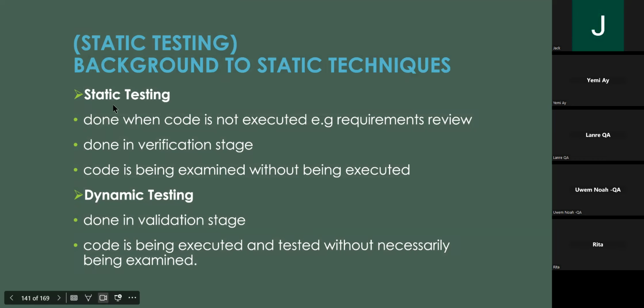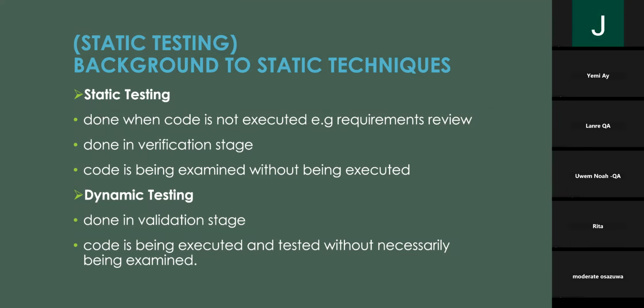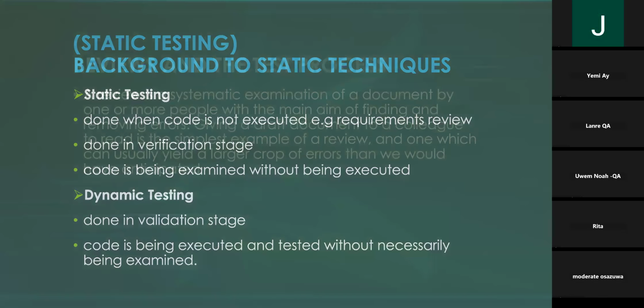Types of testing: we've got static testing and dynamic testing. Static testing, no code is involved. It is a verification stage. The code is being examined without being executed. Static is stay there, don't do anything, just look at me. Dynamic is moving, moving, moving. It is done at the validation phase. Code is being executed and tested without necessarily being examined.